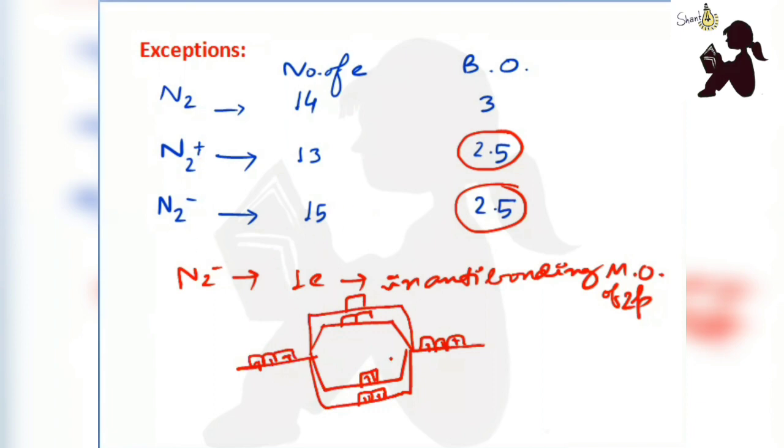So where will the excess one electron go for N2 minus? That is our antibonding molecular orbital. So if an electron is present in the antibonding molecular orbital, what happens? This increases the energy for this N2 minus, and if the energy is increased, then the stability is less. Okay, so energy increased, stability decreases.